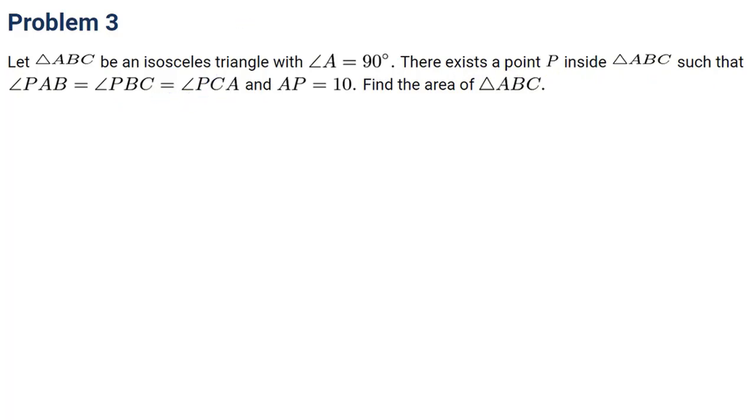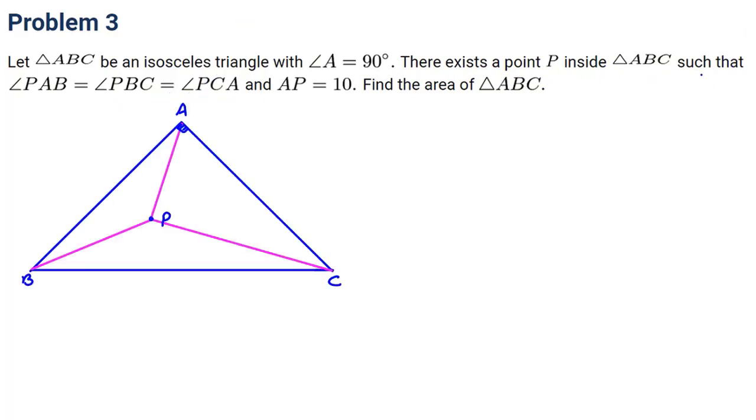Okay, so let's draw. It is our triangle. It says angle PAB, this angle for example, is alpha. PBC is alpha. PCA is alpha. And AP is 10. Now find the area of ABC.